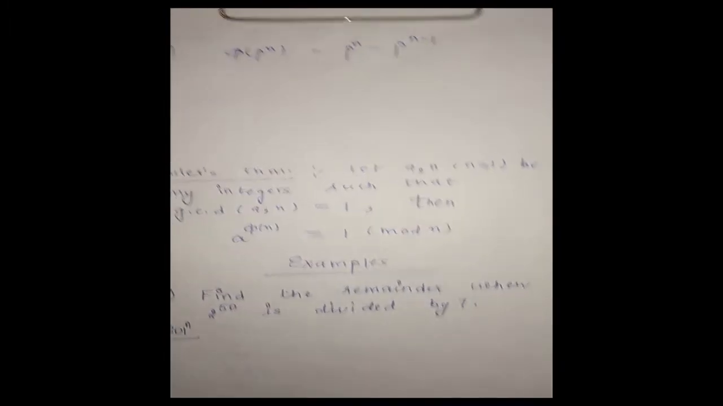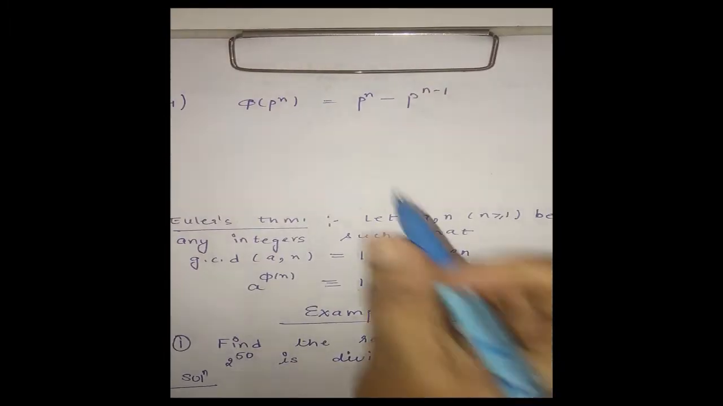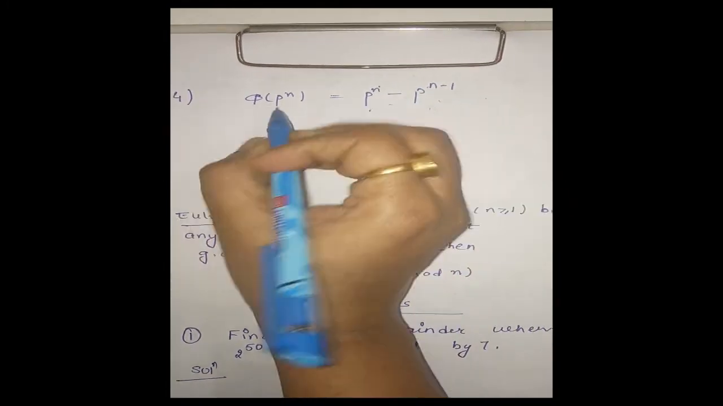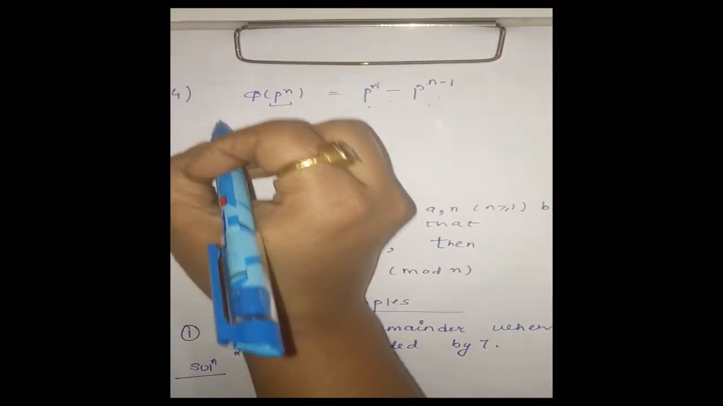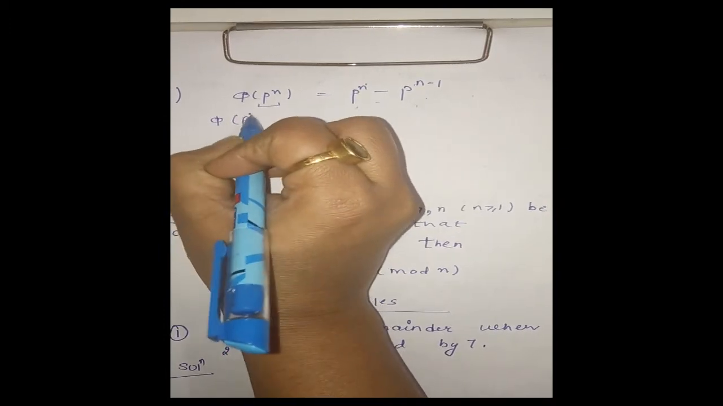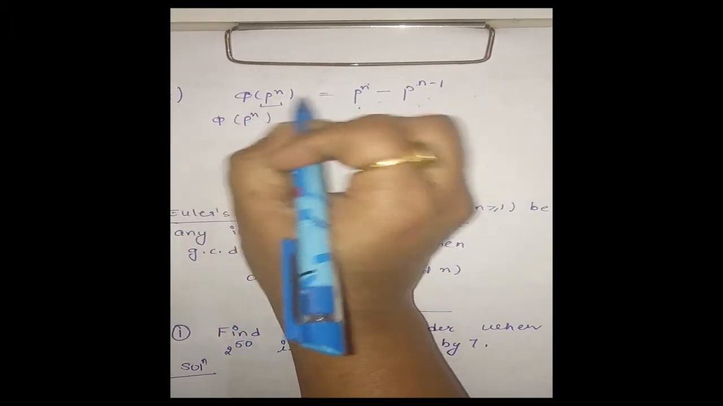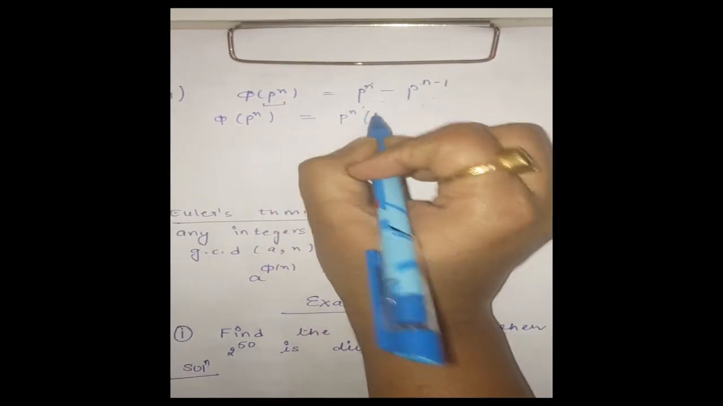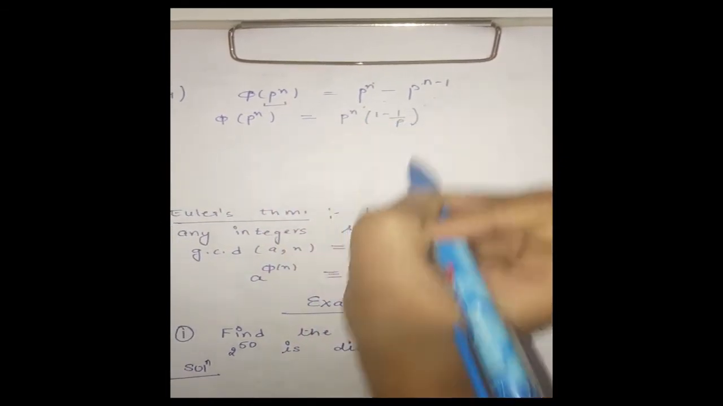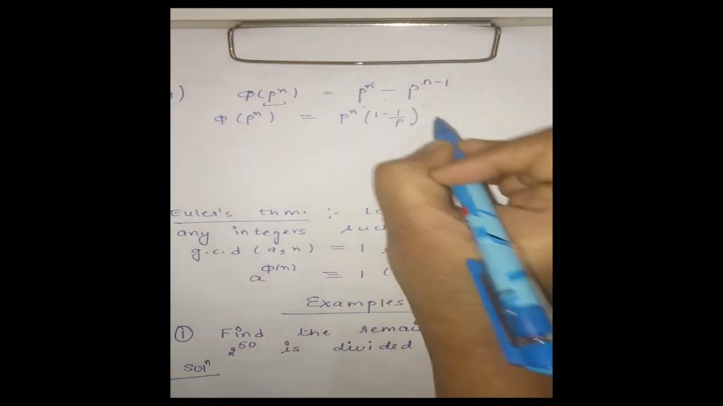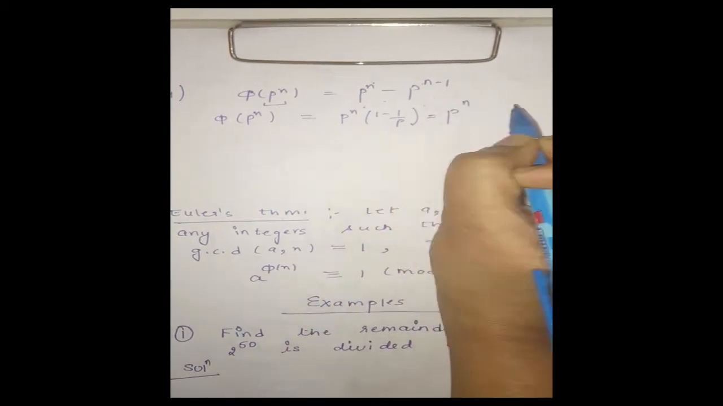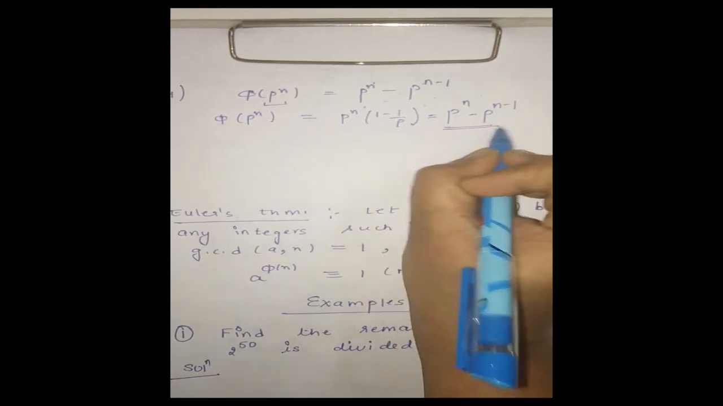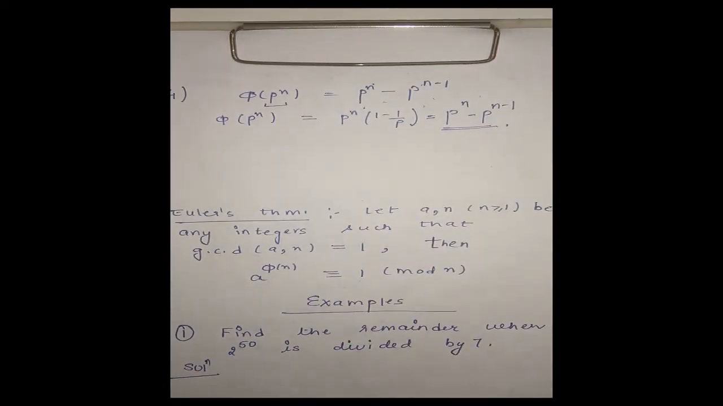Phi of p power n is equal to p power n minus p power n minus 1, where p is prime. Okay. Now, phi of p power n has only one distinct prime factor. That means this can be written as p power n into 1 minus 1 upon p. Using the first result, that is, this is p power n minus p power n minus 1. Clear? Okay.